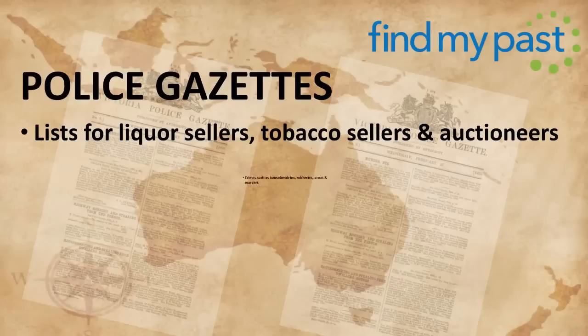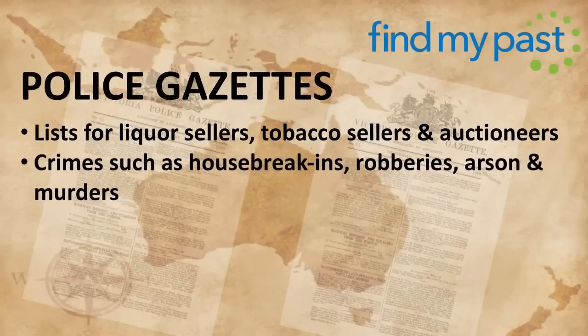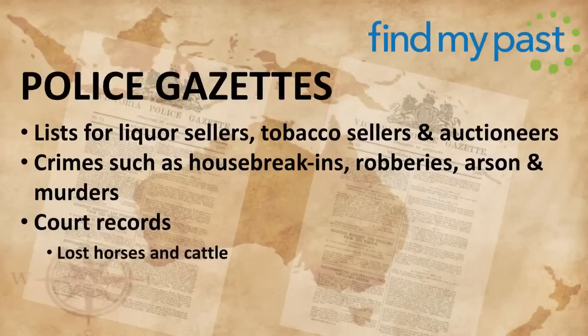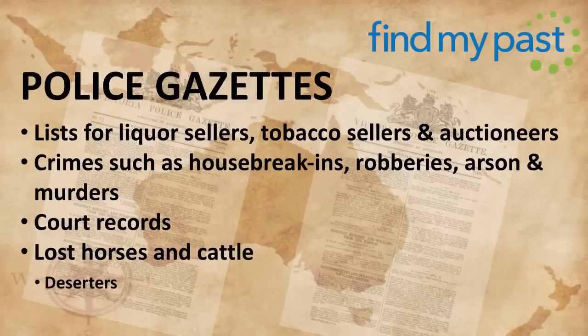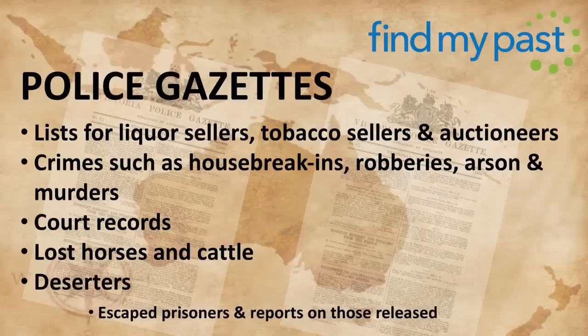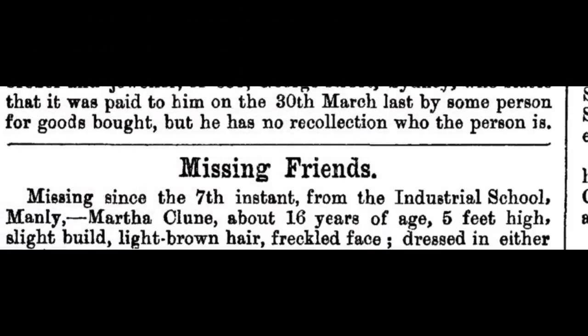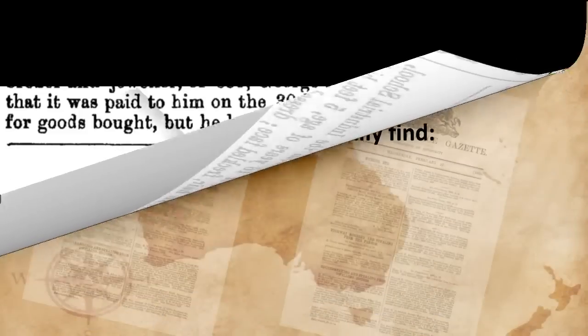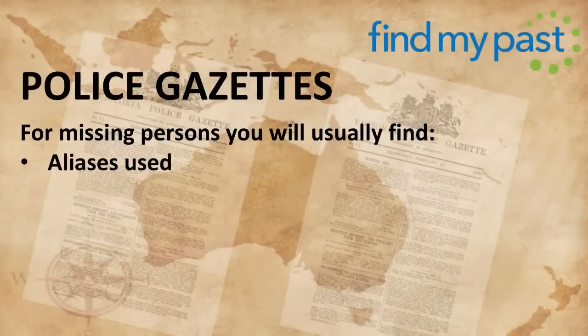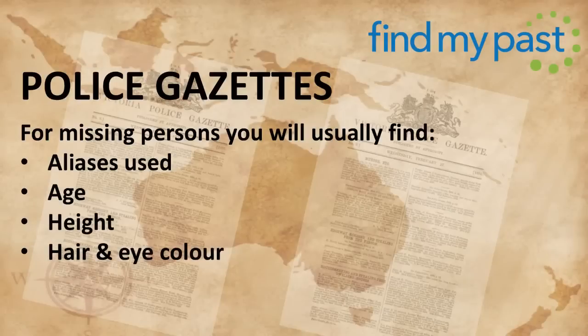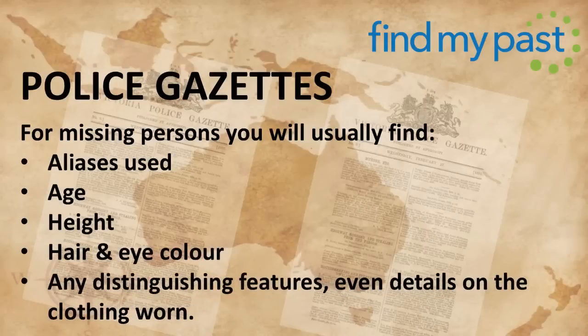They also provide information on crimes such as house break-ins, robberies, arson, murders, court records, lost horses and cattle, deserters, escaped prisoners, and reports on those released. Notices from the police gazettes from other states are also often included. For a wanted or missing person, you will usually find a description, often detailed information not available in other records, such as aliases used, age, height, hair and eye colour, and any distinguishing features, even details on the clothing worn.